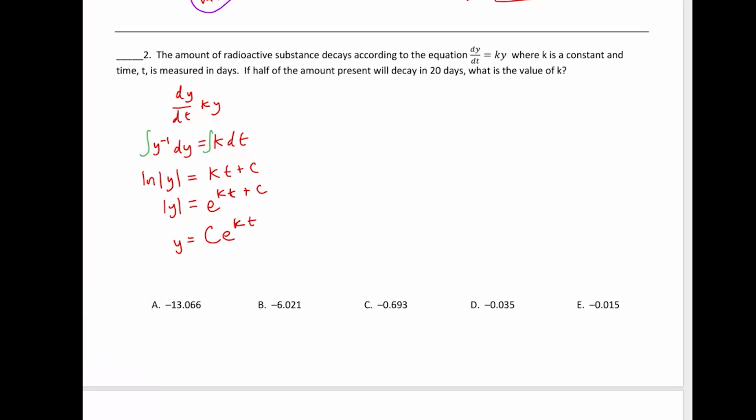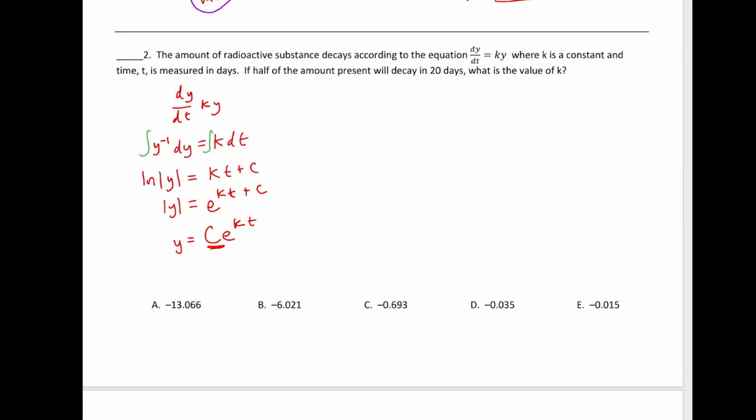And there we go. So that's our equation for y. Now we're going to have to do what we did before and find the c, find the k. Okay, so it says half the amount is present. If half of the amount present will decay in 20 days, what is the value of k? So we have some initial amount, which is the c, and we want to know if half of that amount is present after 20 days, what's the value of k?